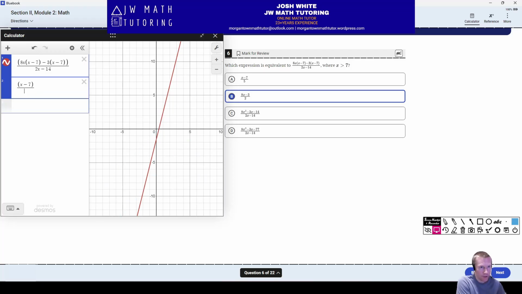So let's do x minus 7 over 5. Answer choice A. Are they the same? No. Let's do the next one. 8x minus 3 over 2. Are they the same? Yes. Notice they overlap completely. That tells me that the expressions are equivalent.